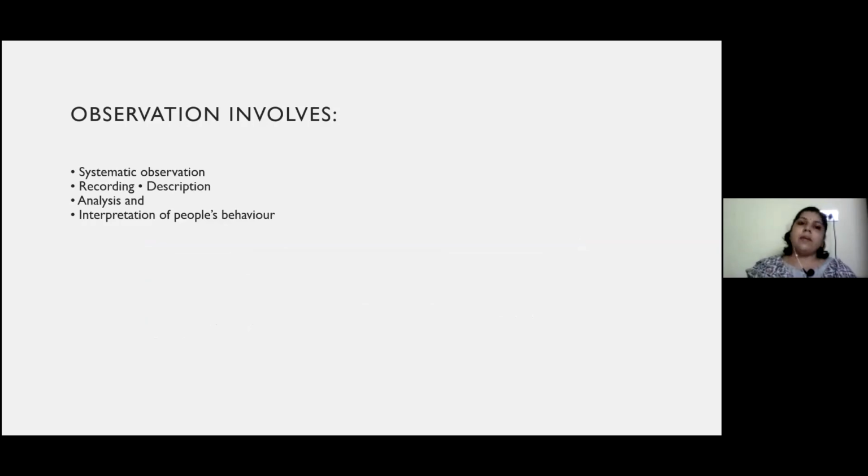If you want to take up observations, we have to do observation also in a systematic manner. So any observation done in a systematic manner is called systematic observation. You can also do recording. For example, if you are seeing an event for the first time, if you want to do it again and again to analyze and to record it, you can record a particular video.